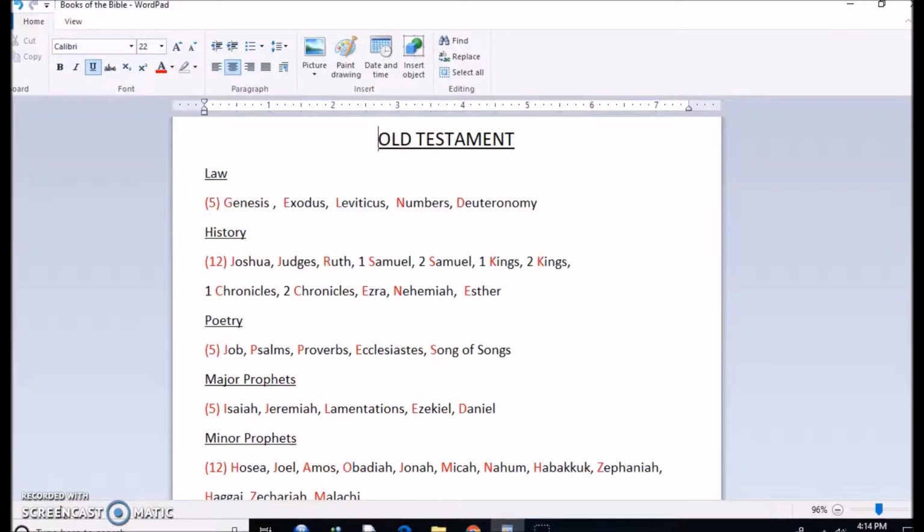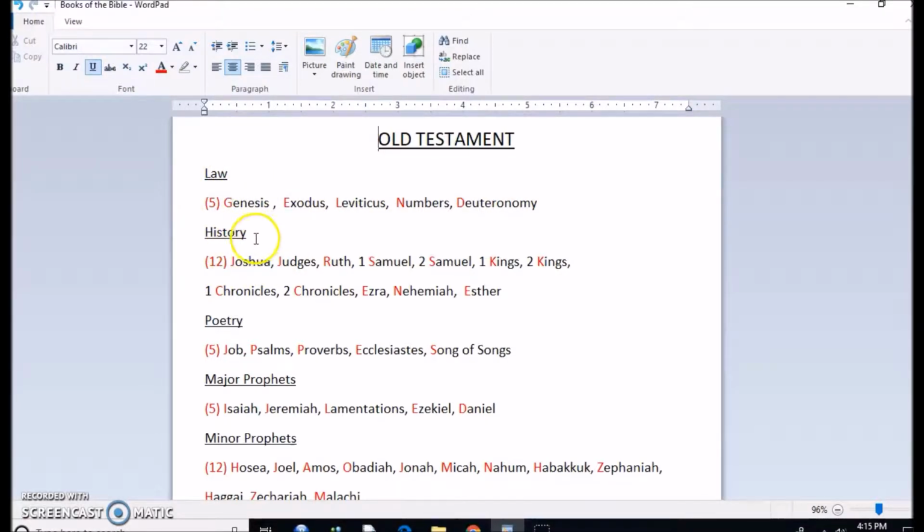So we're going to start in the books of the Old Testament. We can categorize it into different things. Like the first 5 books are categorized as the books of law, and we have 5 of those books: Genesis, Exodus, Leviticus, Numbers, and Deuteronomy. So there are 5 books under the books of law.